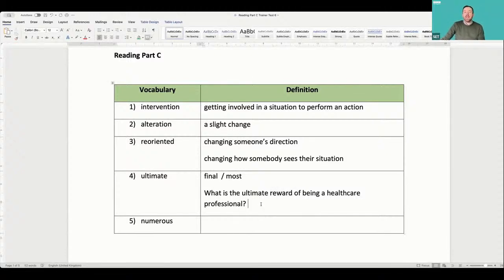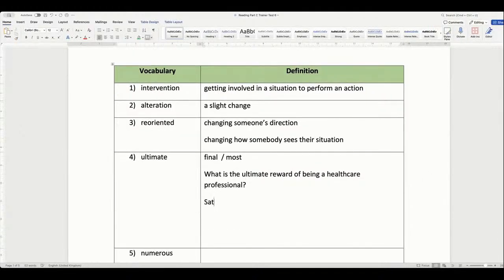But a reward, okay. What you're talking about is achievement, or level. You're talking about the level that you can reach. What's the top level that you can get to? I'm not talking about that. I'm saying a reward is something that you get given when you've done something well. So let's go for Prabhu. What do you think? What's the ultimate reward of being a healthcare professional?